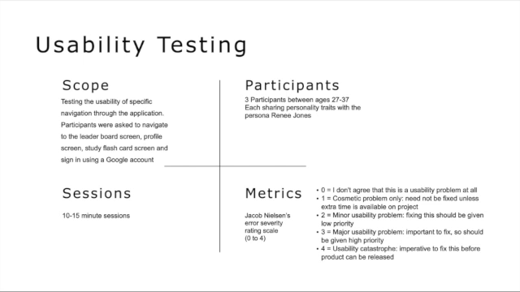0 being, I don't agree that this is a usability problem at all. 1 being cosmetic problems only. They need to be fixed unless there's extra time available on the project. 2, minor usability problems. Fixing this should be given low priority. 3, major usability problem. Important to fix, so should be given high priority. 4, usability catastrophe. Imperative to fix this before the product can be released.